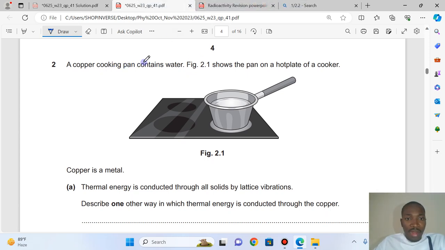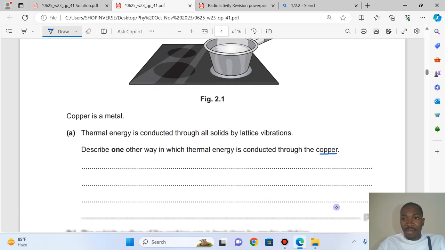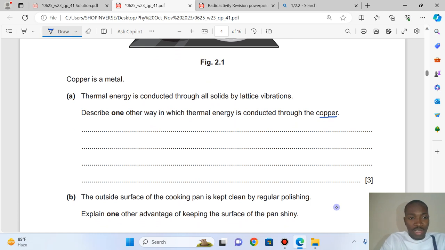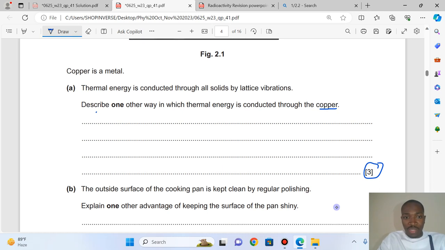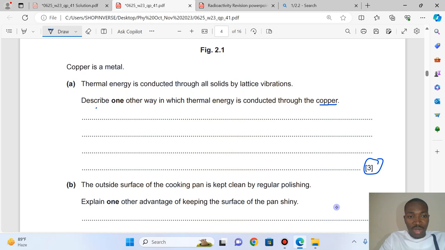A copper cooking pan contains water. Figure 2.1 shows the pan on a hot plate of a cooker. Copper is a metal. Thermal energy is conducted through all solids by lattice vibrations. Describe one other way in which thermal energy is conducted through the copper. Copper is a metal, and metals have free electrons. This question has 3 marks, so we should put 3 valid points there. The other way is through free electrons, but we have to describe it. So how do you describe it?